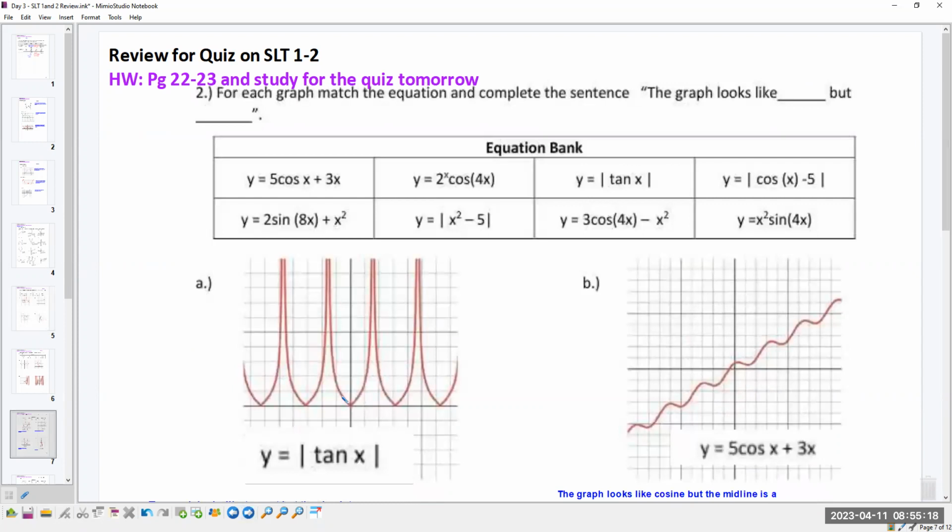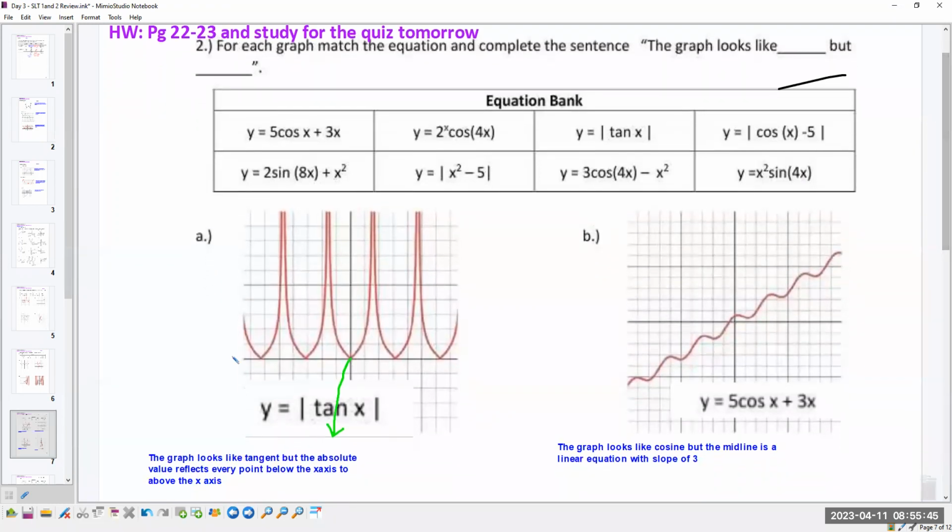Okay, so letter A is the absolute value of tangent. The way I figured that out was I noticed I have vertical asymptotes here. It looks like pi over 2, about 1.5. I see these vertical asymptotes, and it looks like these green pieces flipped over. So my sentence is the graph looks like tangent, but the absolute value reflects every point below the x-axis to above the x-axis. I might also say the graph looks like tangent because I can see the vertical asymptotes. But again, every negative y value is reflected.